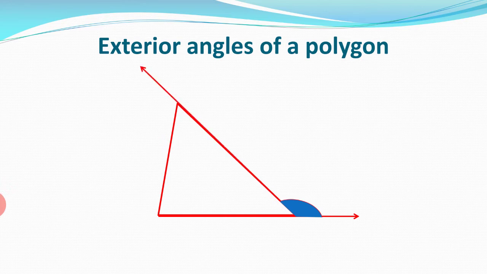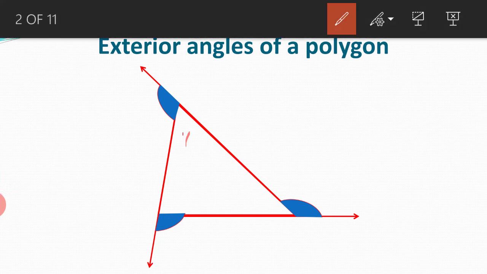Similarly, can I produce the other side? So yes. So another exterior angle is marked. Third side, so we can produce. Third side can be produced and there is again another exterior angle. So how many exterior angles are there? There are 3 exterior angles. How many interior angles are there? There are 3 interior angles. Is it okay? So for 3 interior angles, there can be 3 exterior angles.